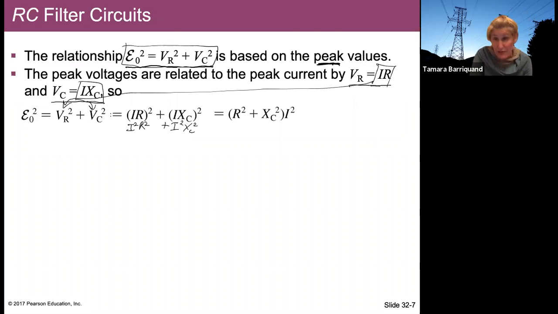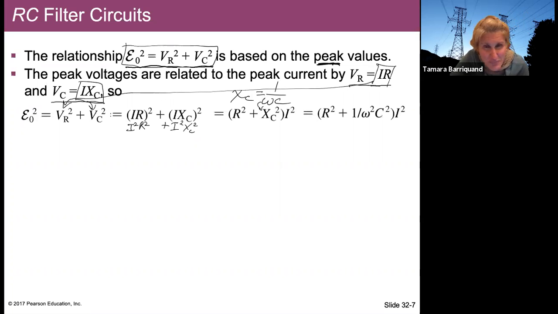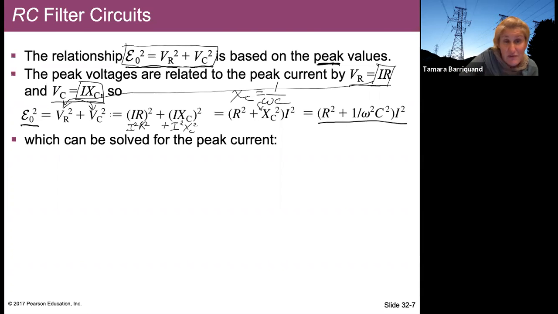Now we also can remember that we just defined our capacitive reactance, and that is equal to 1 over omega times the capacitance. So putting this in for my capacitive reactance, I get R squared plus 1 over omega squared C squared, all of that times I squared. Now, this is EMF naught in terms of I, but we also can solve for the peak current.